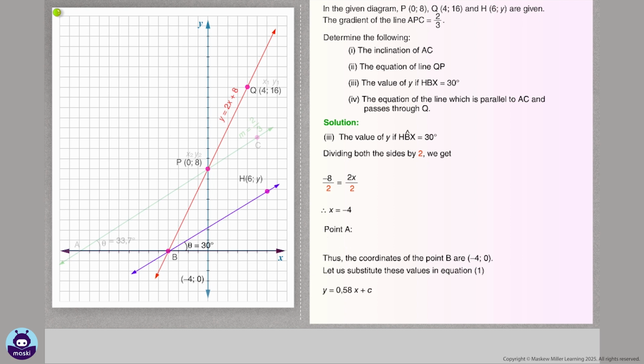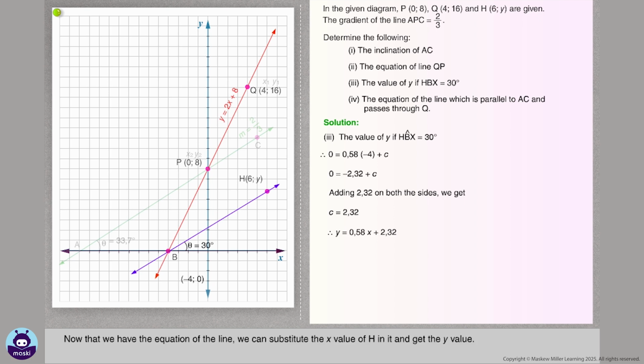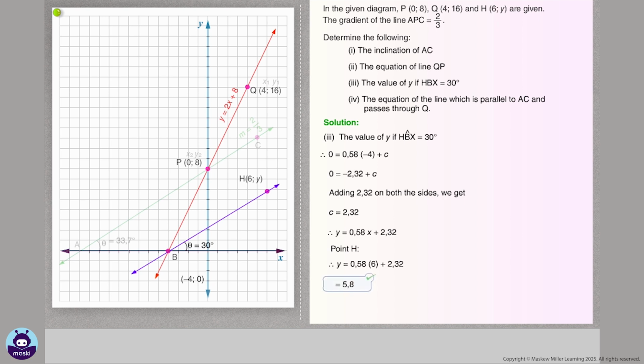Let us substitute these values in equation 1. 0 is equal to 0,58 times negative 4 plus c. 0 is equal to negative 2,32 plus c. Adding 2,32 on both sides, we get c is equal to 2,32. Thus the equation of the line BH can now be stated as y is equal to 0,58x plus 2,32. Now that we have the equation of the line, we can substitute the x value of H in it and get the y value. Y is equal to 0,58 times 6 plus 2,32, which is equal to 5,8. Thus the value of y is 5,8.